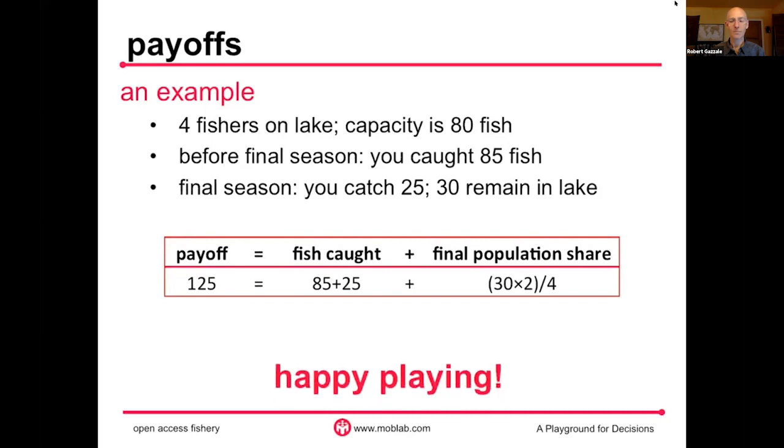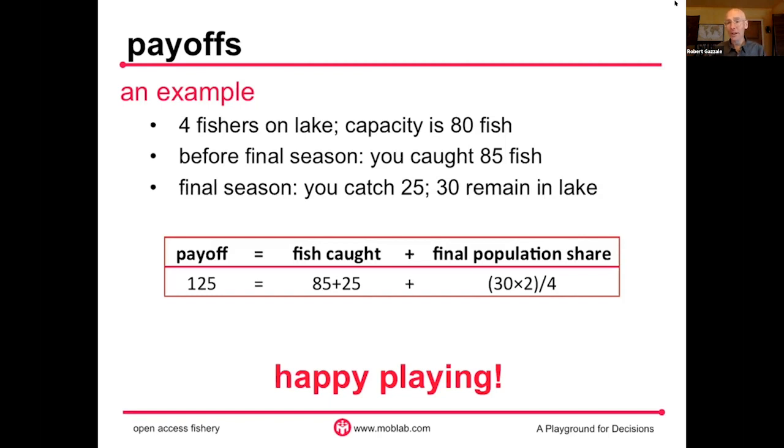Happy playing! Are there any questions? Great. So the only thing that I will add is that in the game that you're going to play in a moment, there will be 5 fishing seasons. You will be in a group with 3 other fishers, so there are 4 fishers per group. And the lake's capacity will be 160 fish.